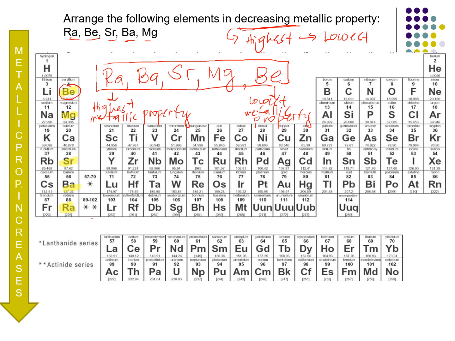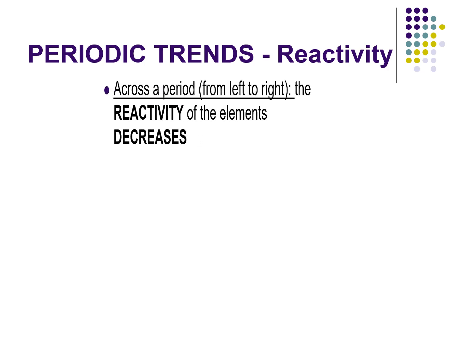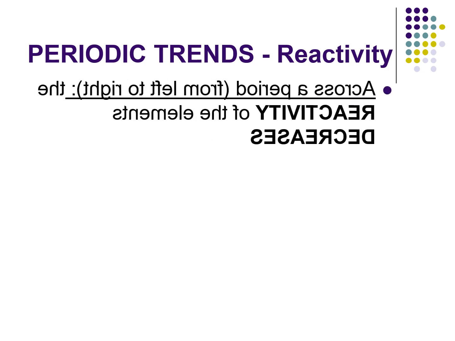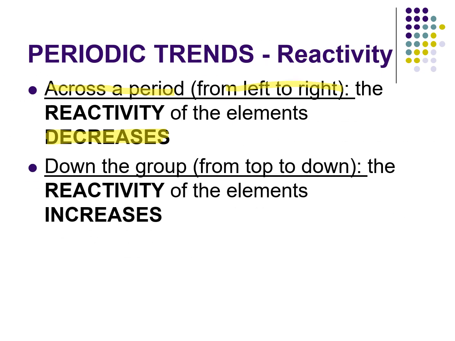Okay? Now, next. Another periodic trend, aside from metallic property, is reactivity. Pag sinabi nating reactivity, class, across a period, from left to right, ano daw ang nangyayari sa reactivity? Reactivity decreases. Bumababa ang reactivity natin. And down the group, from top to down, the reactivity increases. Pataas ng pataas yung kanyang reactivity. So, example.